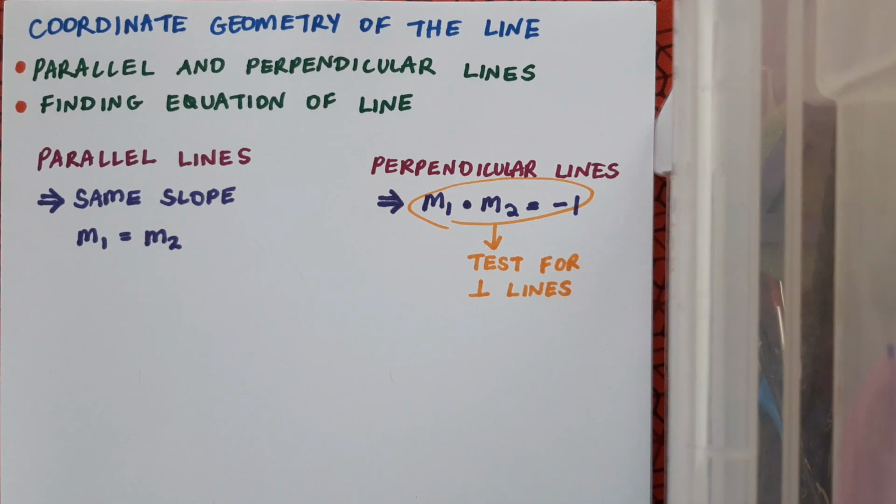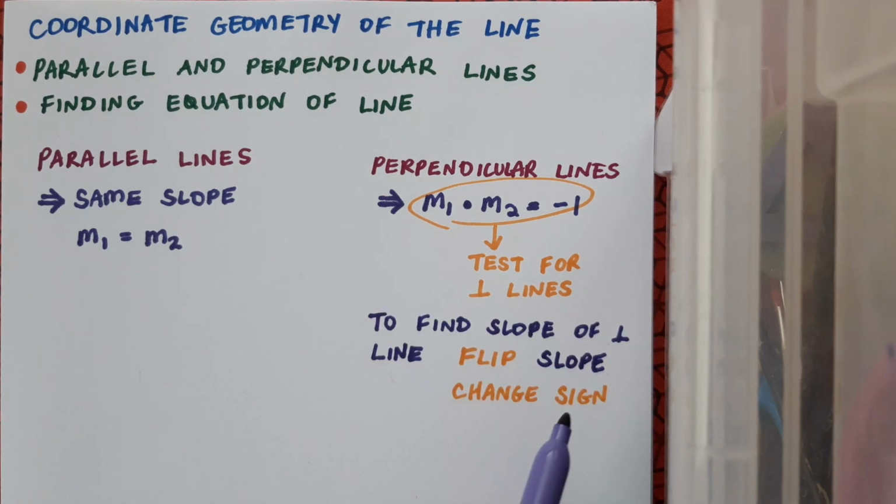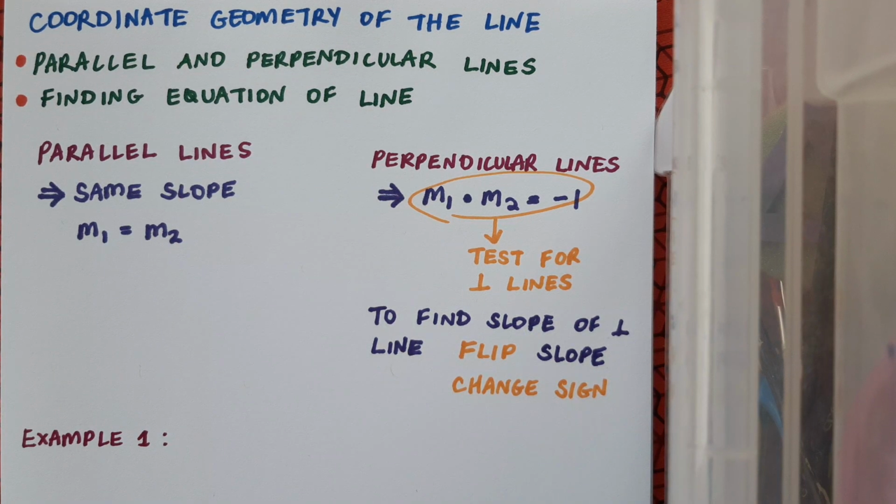But in the case where I know one slope and I want to get the second slope of the line that is perpendicular to the first line, well then I'm just going to flip my slope and change the sign. And we'll be using this technique in the questions that follow. So let's look at an example.